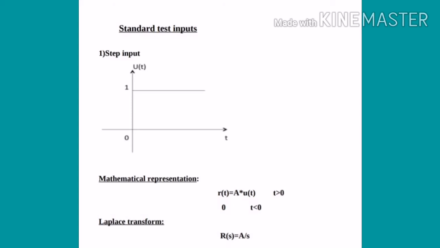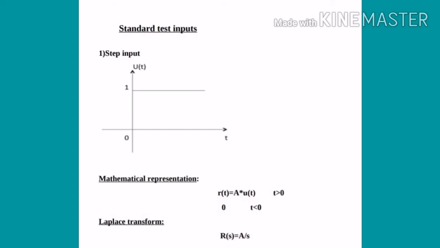Now let us see the first signal, that is step input. As you can see in the figure, the step input signal has amplitude 1 and it is denoted by u of t. This is unit step input because the amplitude is 1. If the amplitude is other than 1, then it is simply called step input. As the amplitude is 1, it is called unit step.